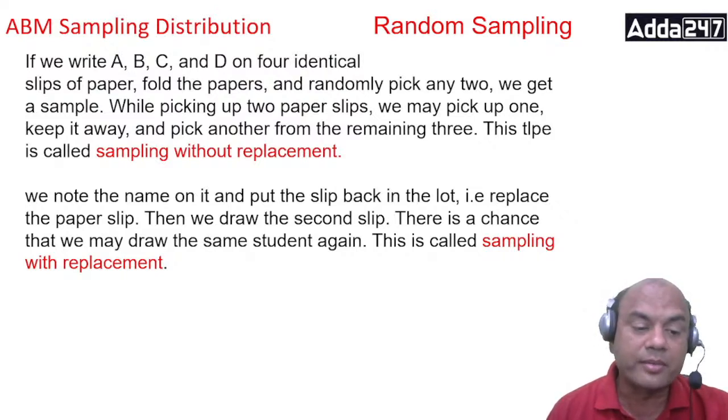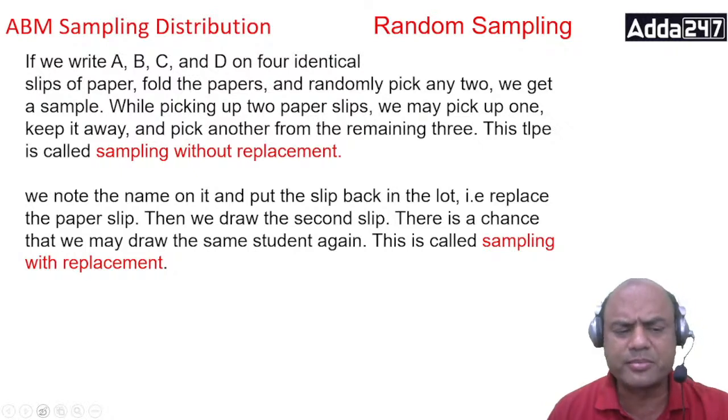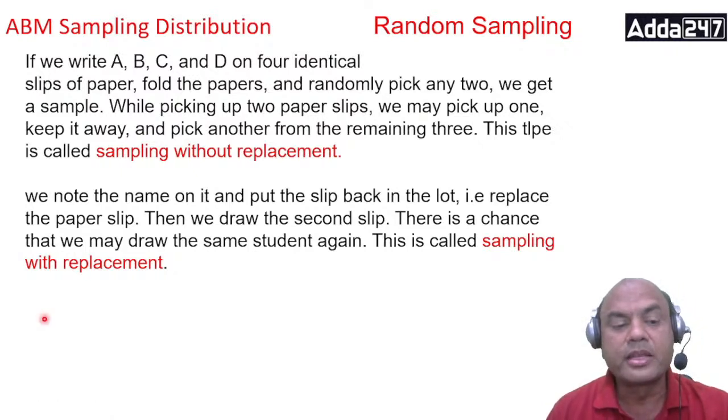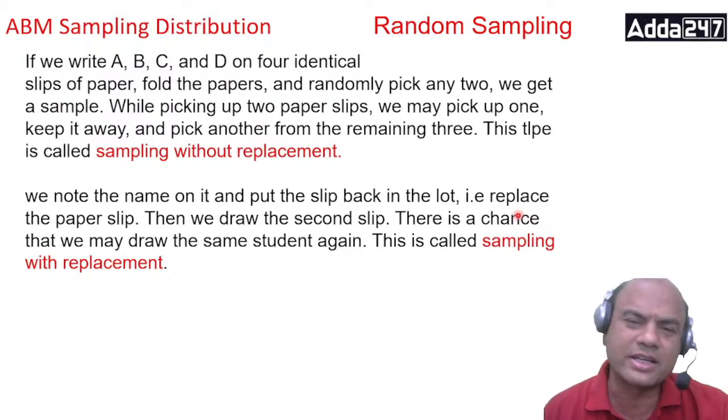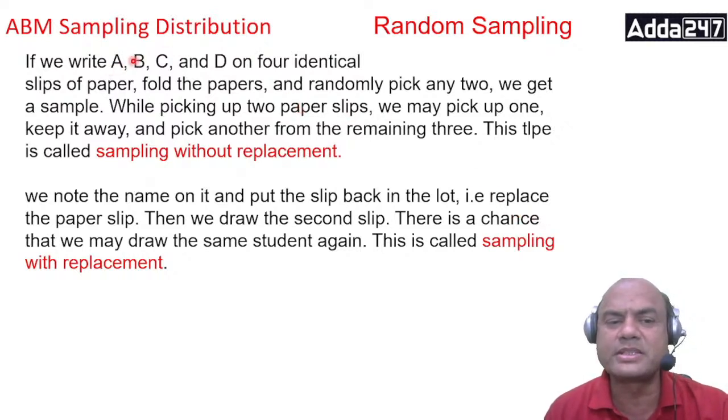Now here comes the next topic within the same random sampling only. The next topic which comes is sampling without replacement and with replacement. Now this you can understand with common sense. Without means what? I'll take 4 papers, 4 chits A, B, C and D. Okay. And slips of paper, fold the papers, randomly pick any 2.